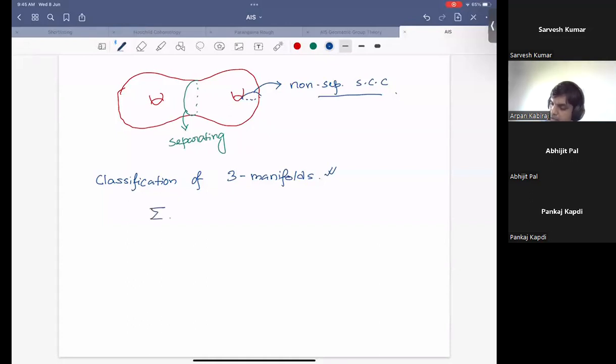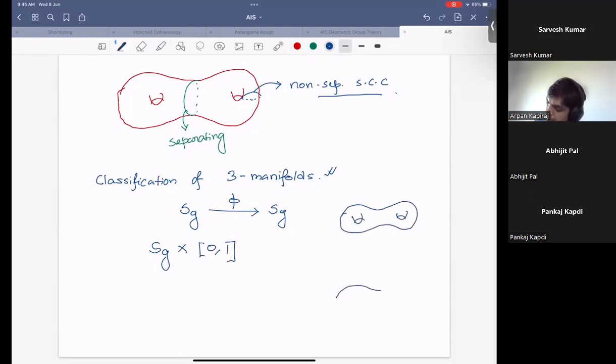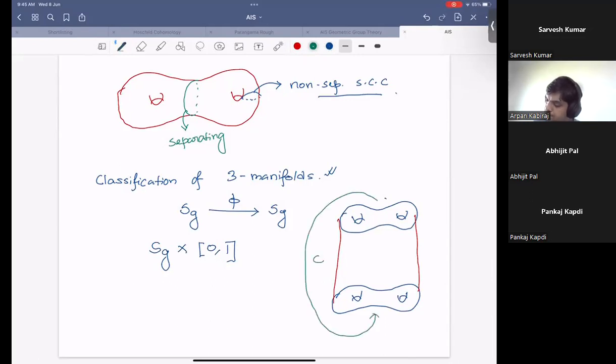Take a closed surface of genus g greater than or equal to 2. Take a homeomorphism phi of the surface and do this construction. Suppose this is your S_g. Take the product of S_g with the interval [0,1], S_g cross [0,1]. Then you glue the top to the bottom by the map phi. So you quotient it by phi. This is called the mapping torus.